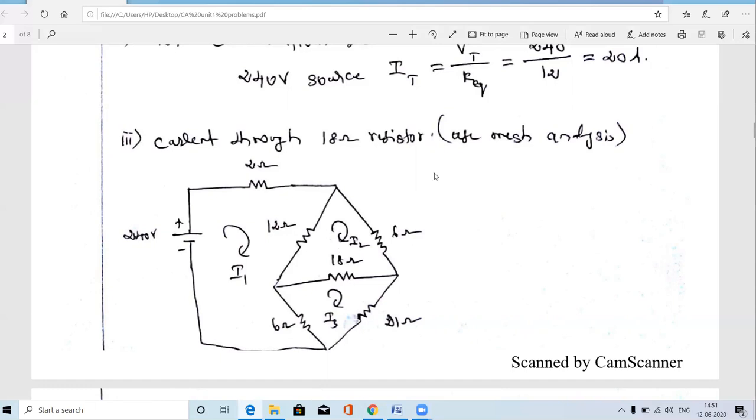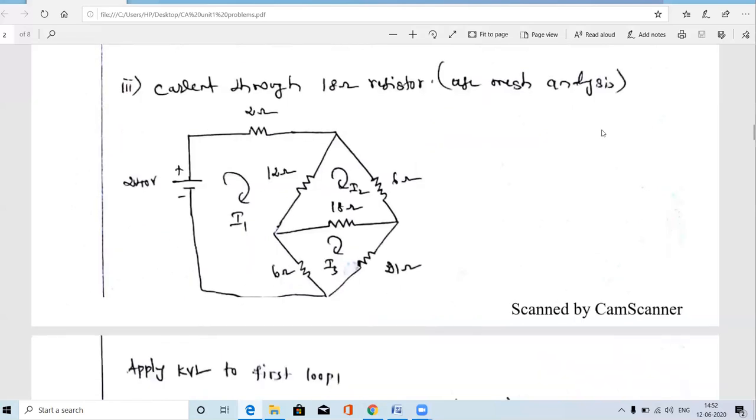To calculate the current, we may use any method, either the simple branch current method, or mesh analysis, or nodal analysis. You can solve with any method. Since the method is not mentioned here, the question is only to find the current flowing through the 18 ohm resistor. I hope you are very familiar with mesh analysis, so we are going to use the mesh analysis method to solve for the current flowing through the 18 ohm resistor. So in mesh analysis, how many meshes are there in the given diagram?